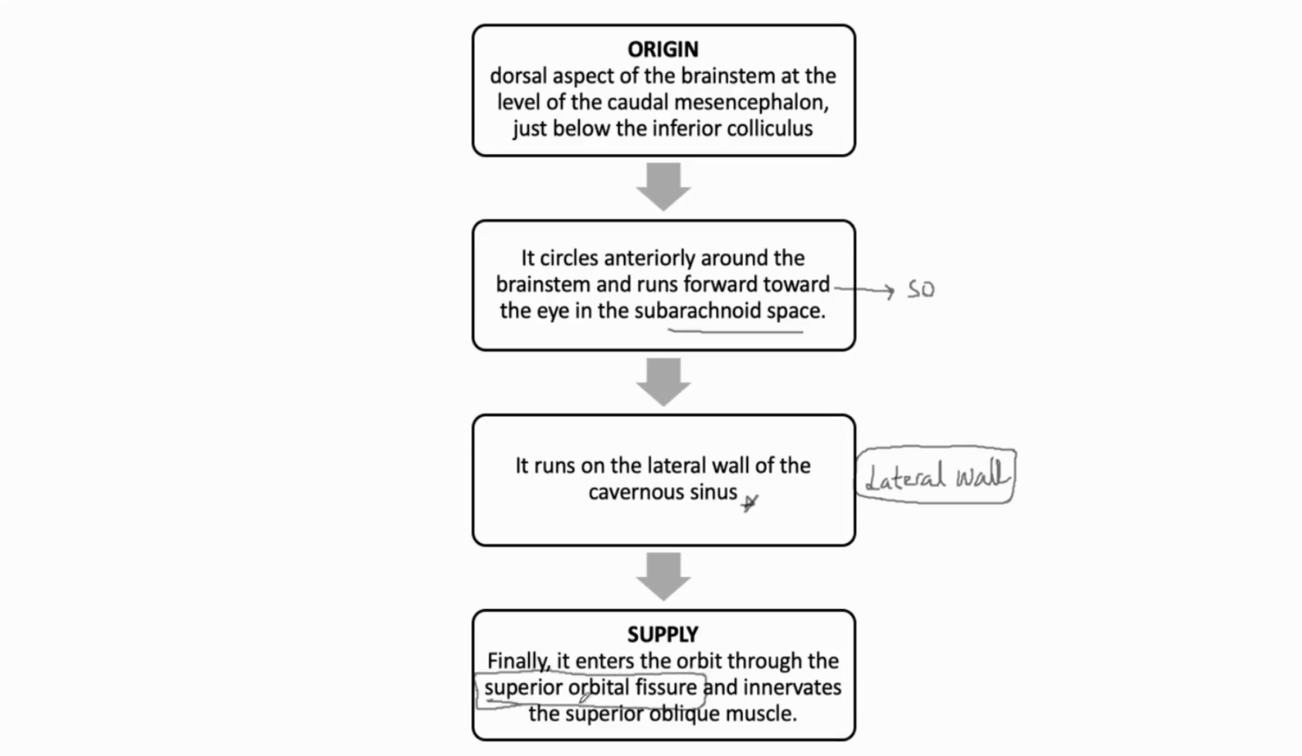So what are the key features from this flow chart? The origin is on the dorsal side, it's a unique feature. It travels through the subarachnoid space, inside the cavernous sinus on the lateral wall, and a very important thing is it enters the orbit through the superior orbital fissure.